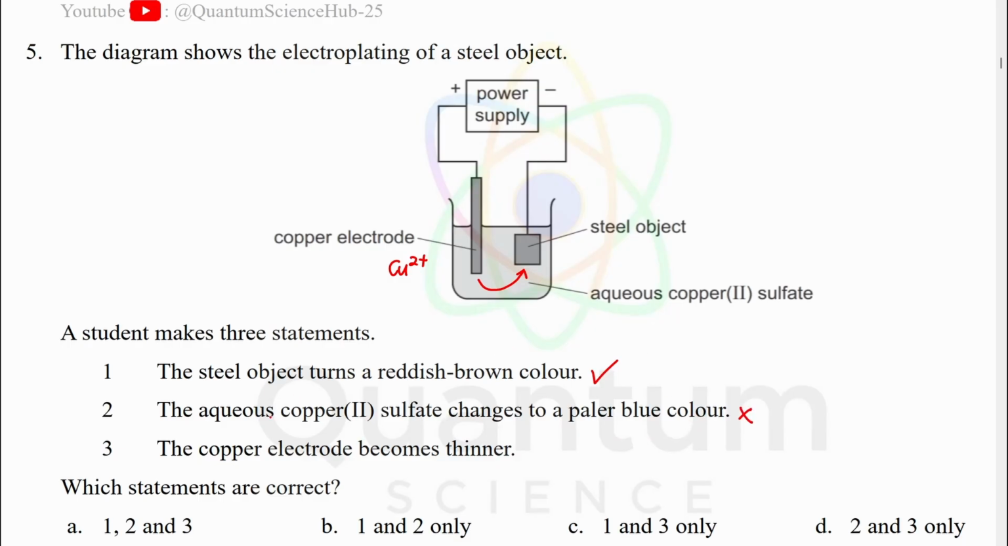Statement 3. The copper electrode becomes thinner. Yes, just like I told you before. So the ions move from anode to cathode. So this anode will become thinner and this cathode will become thicker. So statement 3 is correct. So the correct statements here are 1 and 3. Then the correct answer is C.